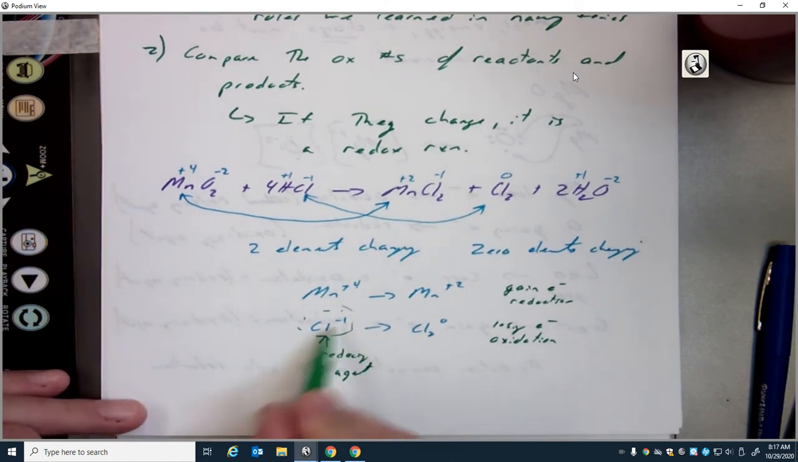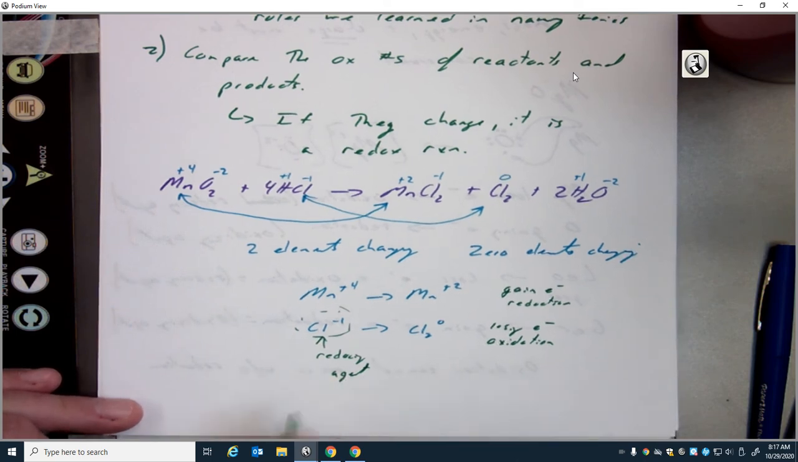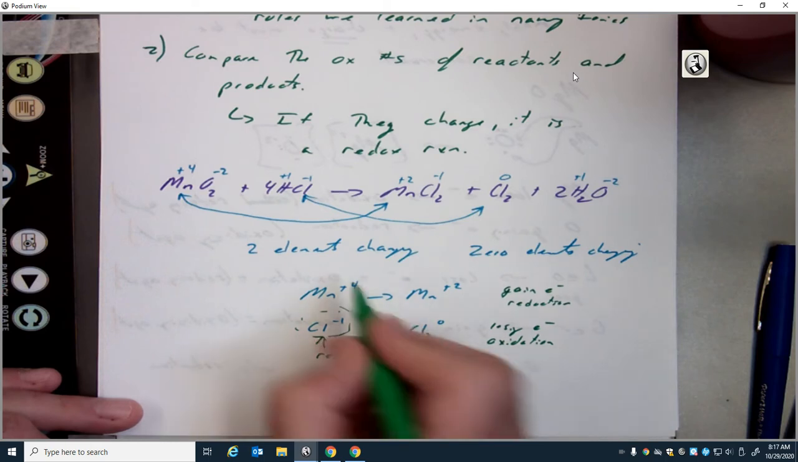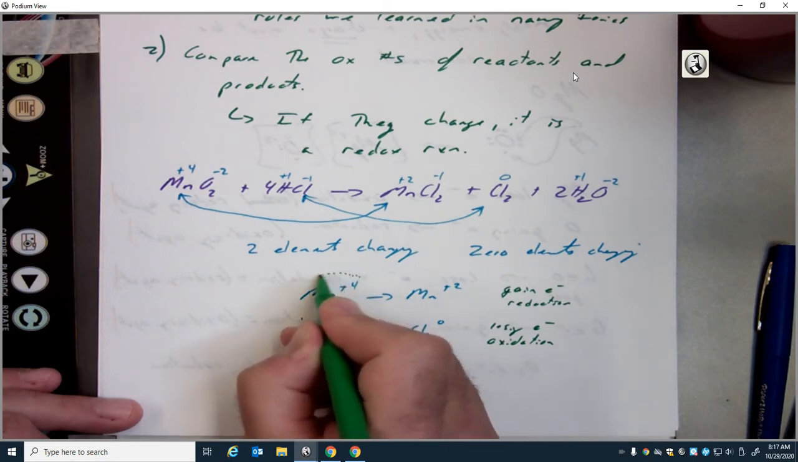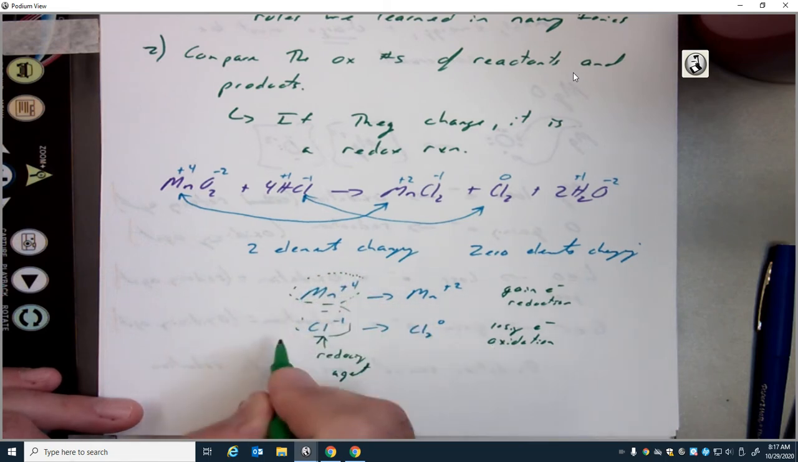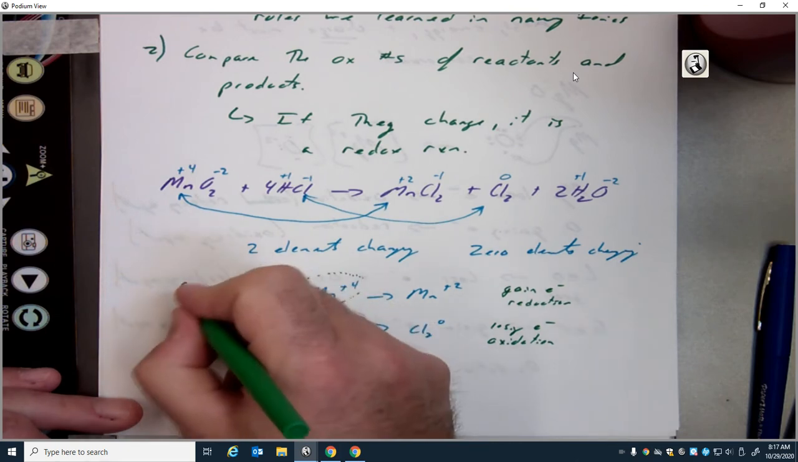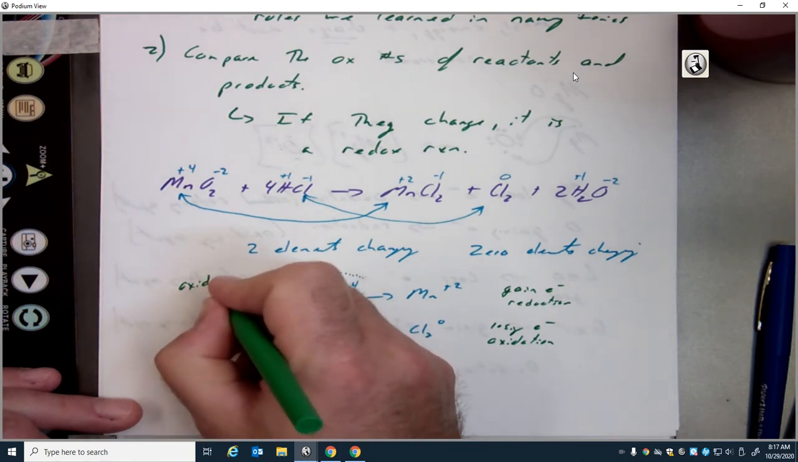Okay, the Cl-1 is the one that's going to lose electrons. All right, which species is the oxidizing agent? Well, it's the one that actually goes through oxidation. So the Mn+4 would be the oxidizing agent.